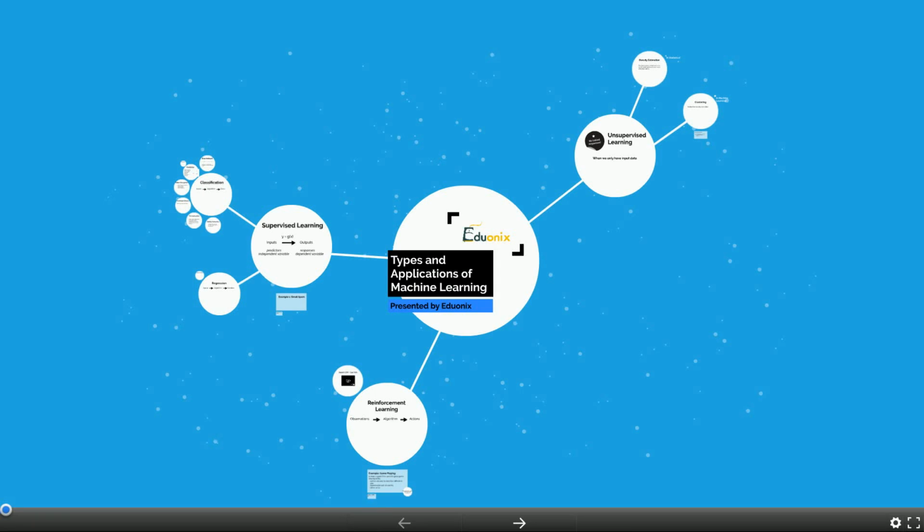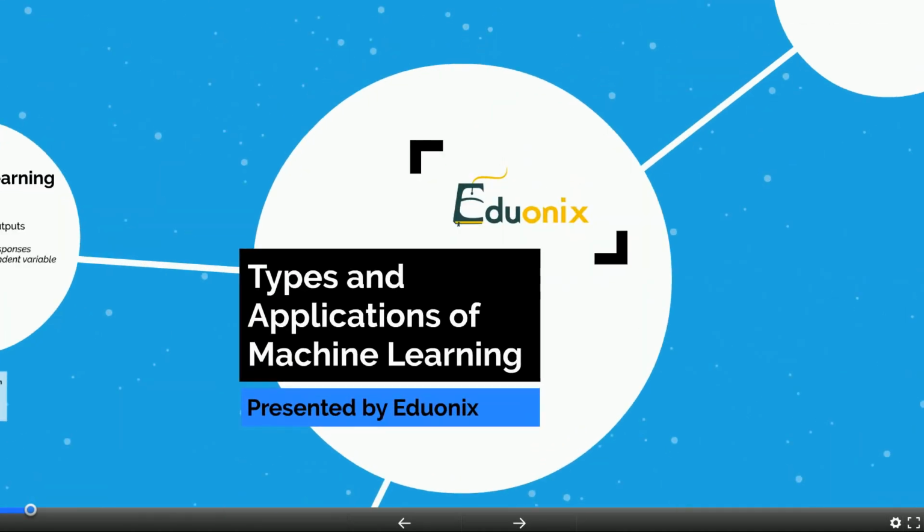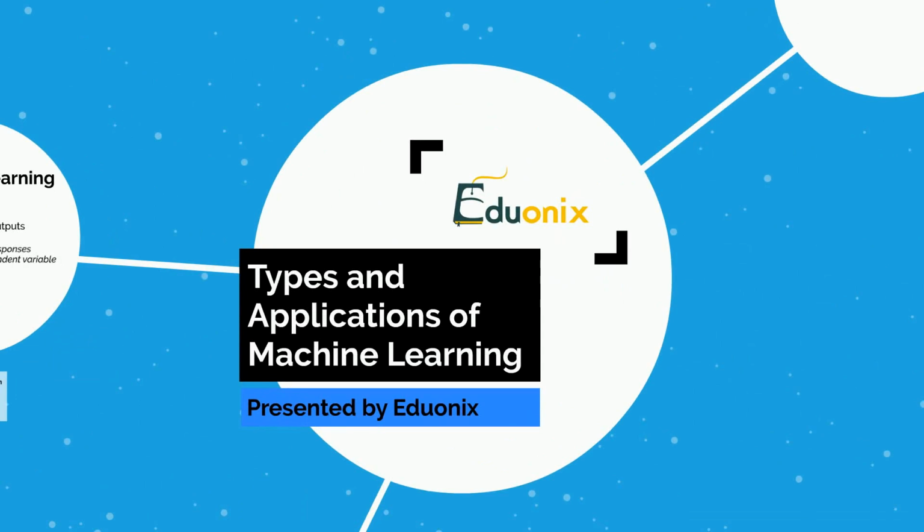So let's get started. We're going to talk about three types of learning. The first, supervised learning, including classification and regression algorithms. We're going to talk about unsupervised learning and how that differs. And then finally, we're going to touch on reinforcement learning. And for all of these different types, we're going to give you some use case scenarios and some examples so that you can understand how and where these algorithms would be used. So let's get started. Again, this is the types and applications of machine learning.